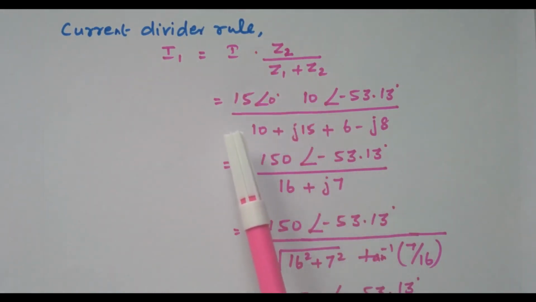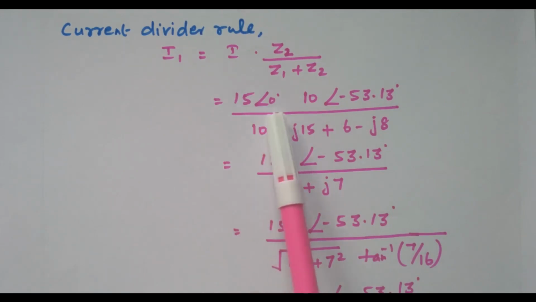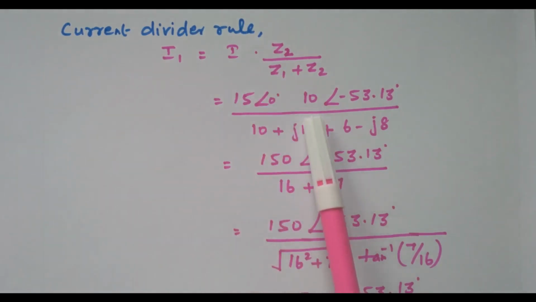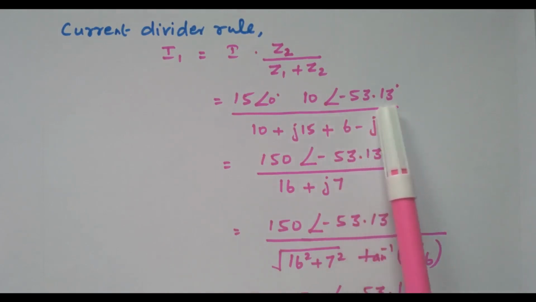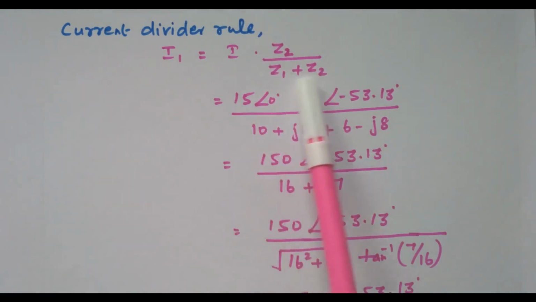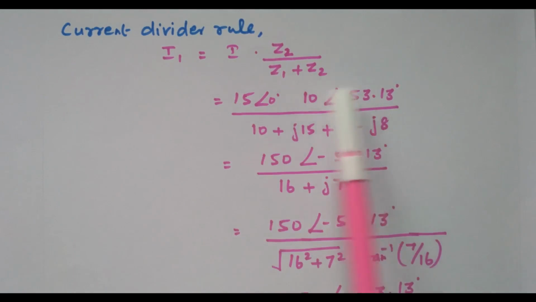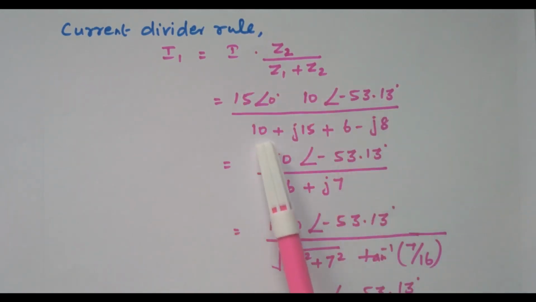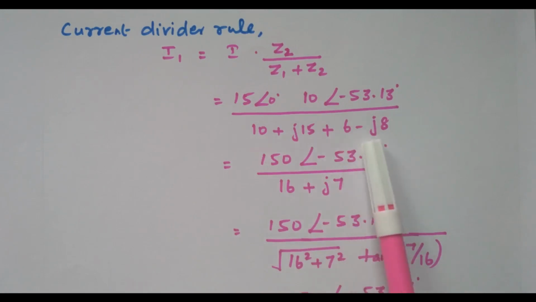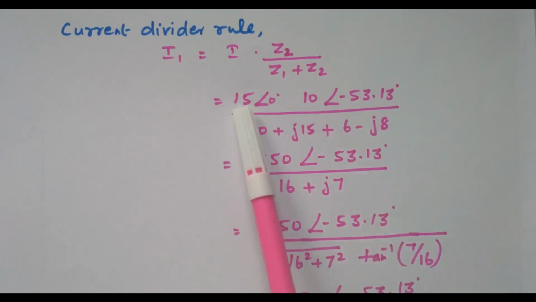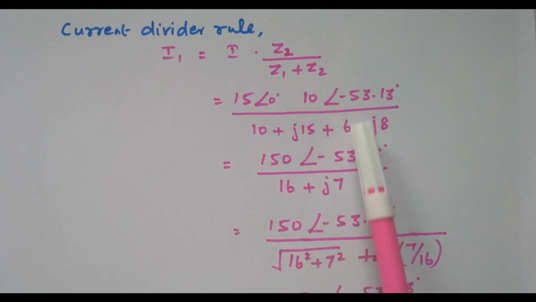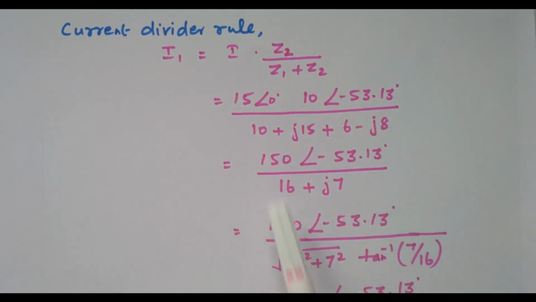We will substitute this. So I is 15 ampere, angle is 0. Z2 is 10 at the angle of minus 53.13. Just now we calculated Z2. Similarly Z1 plus Z2. While adding we can use the rectangular form. While multiplying we can use the polar form. So 10 plus j15 plus 6 minus j8. The 15 times 10 is 150, then the angle is minus 53.13. Now we can add here: 10 plus 6 is 16, 15 minus 8 is 7, so plus j7.